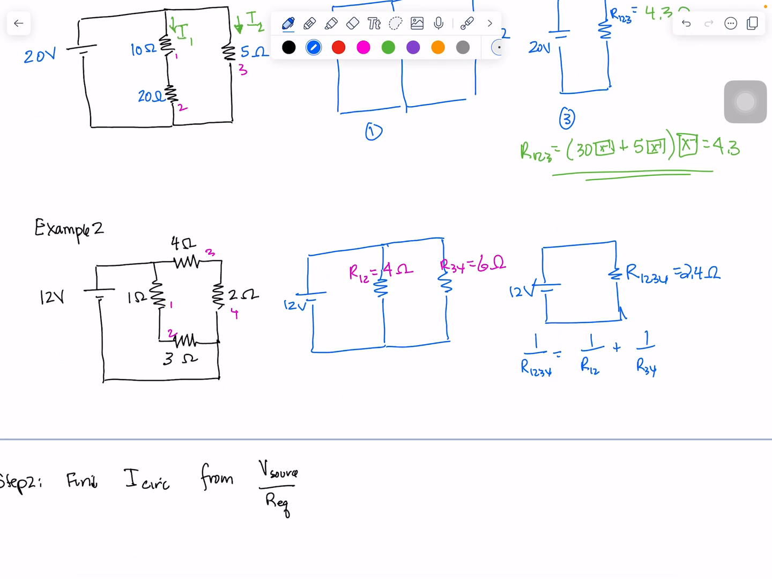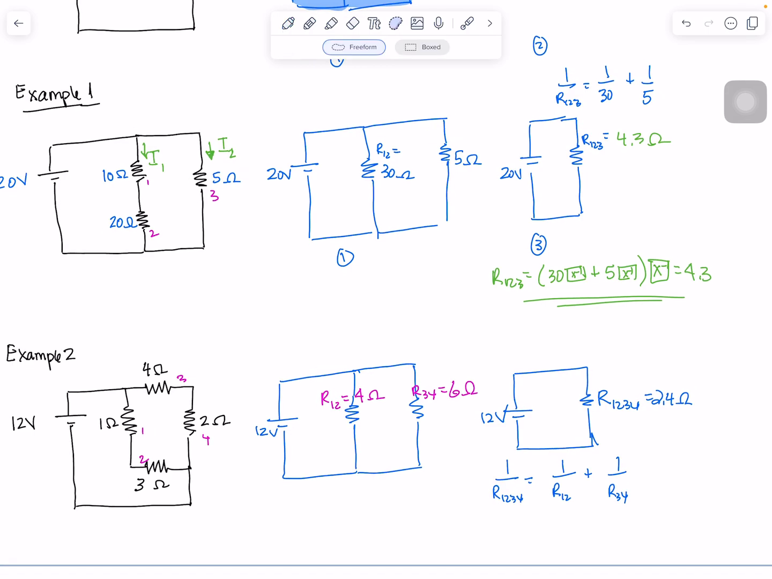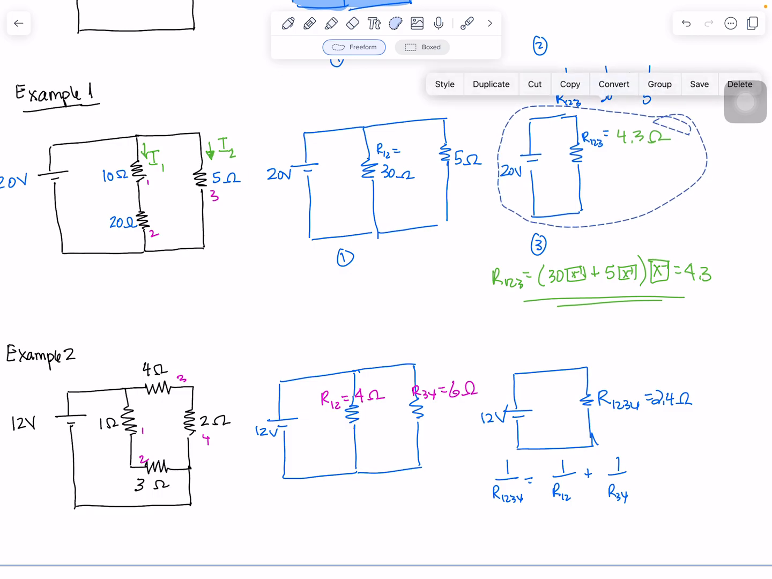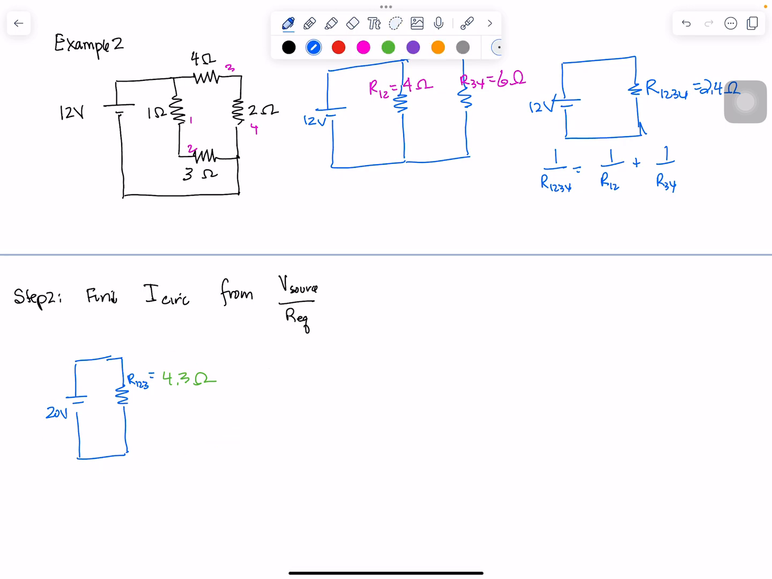Now, step number 2. Once you have that, you find your current that's coming from the source. And so we're going to do this for each of these. So I'm just going to copy that down here. And so I know that I circuit is equal to V over R. So that is 20 volts over 4.3 ohms. And so that gives me a current, I is equal to 4.65 ohms.